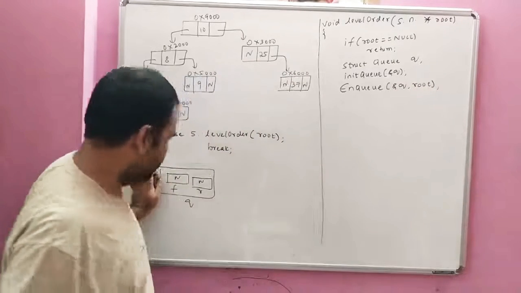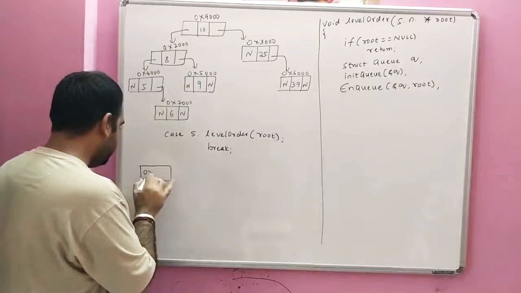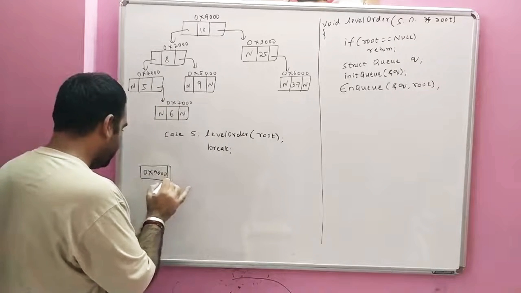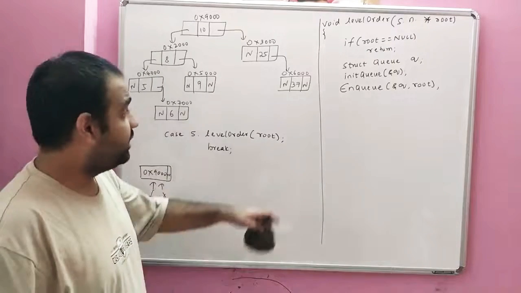Now what is the value of root? I remove this as of now. What is the value of root? The value of root is 9000. 9000 is being written at the front end of the queue. This is front and this is rear. Right. Now the enqueue is done.